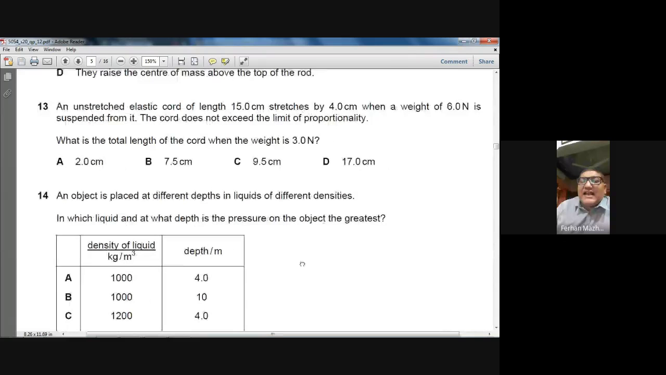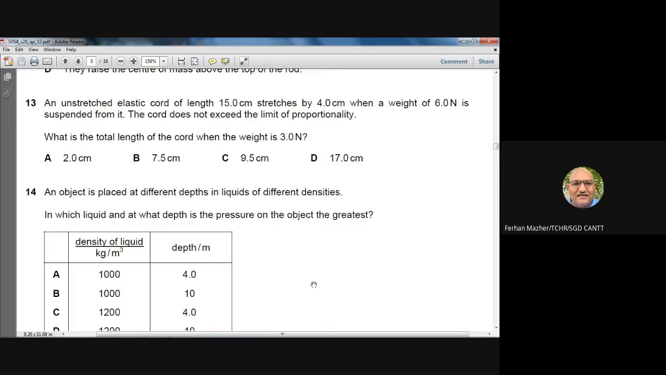Okay. Question number 13 is on your screen. An unstretched electric cord of length 15 centimeters stretches by 4 centimeters when a weight of 6 Newton is suspended from it. The cord does not exceed the limit of proportionality. What is the total length of the cord when the weight is 3 Newton?